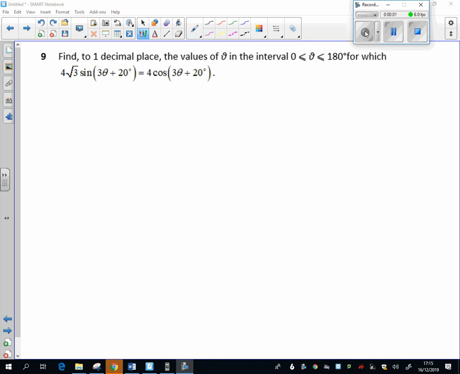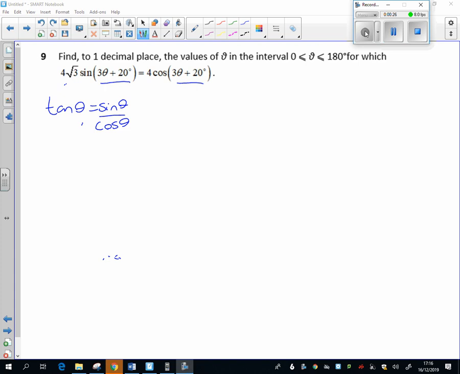This one has got sine and cosine, and they're not squared, so this one is going to involve this identity here, okay? And I know it makes it look harder, but the 3 theta plus 20 and that coefficient there are nothing to worry about. So as long as these two angles are the same, this identity will still hold.